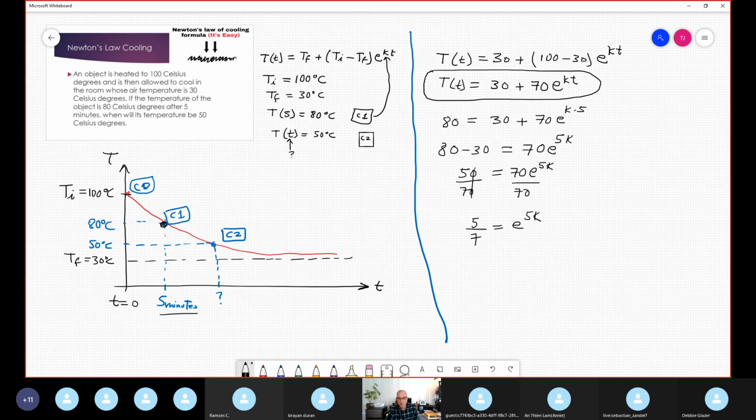Okay, ready to apply logarithm on both sides. Natural log. And you remember very well what's the reason. Okay, apply logarithm and cancel out the exponential at 5k. Therefore, k alone is the natural logarithm of 5 over 7 divided by 5. I put it in my calculator.